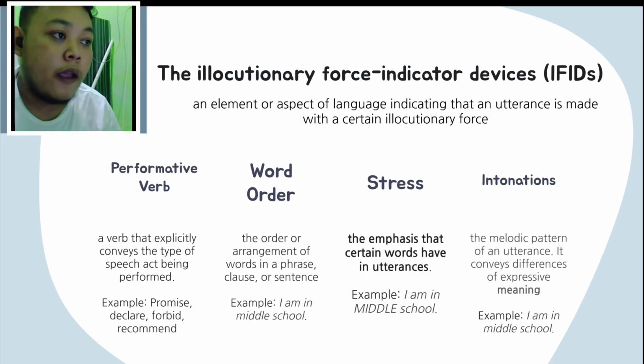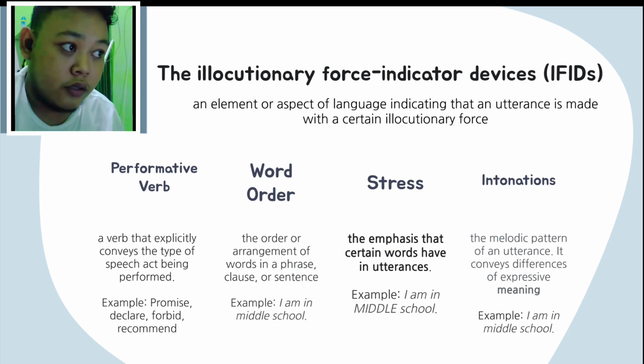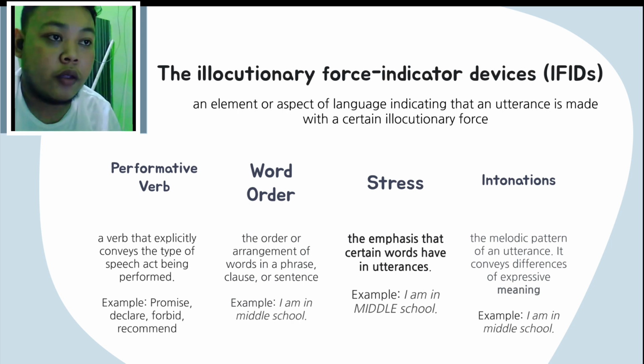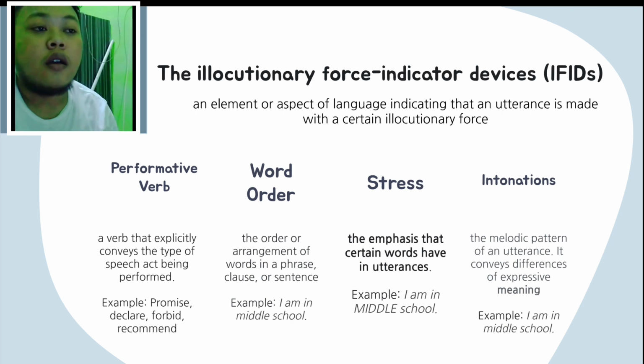Hello, my name is Fajar Maulana, and I would like to explain the IFIDs, or the illocutionary force indicator devices. IFIDs is an element or aspect of language indicating that an utterance is made with a certain illocutionary force. Usually, people perform illocutionary acts using performative verb, word order, stress, and intonation. Performative verb is a verb that explicitly conveys the type of speech act being performed.